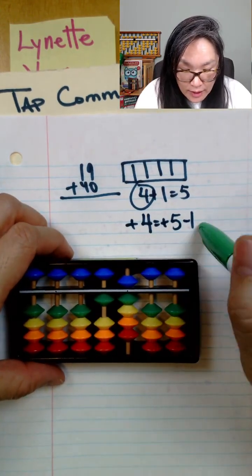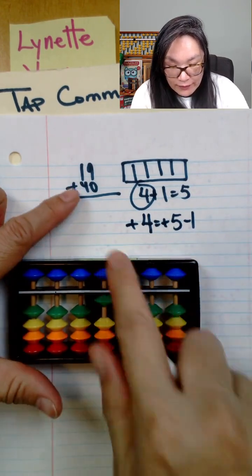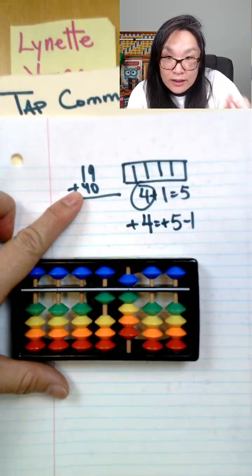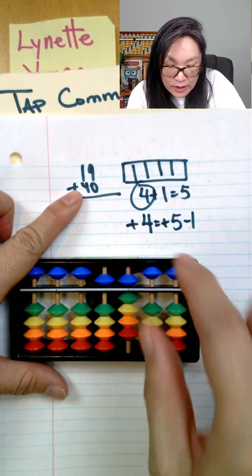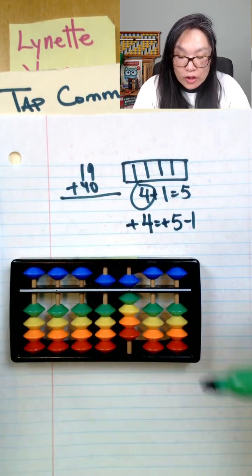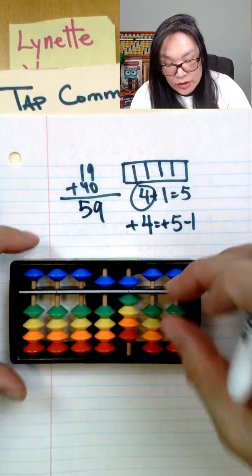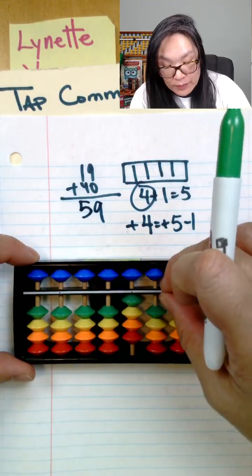So going back, if I want to add 4, all I need to do is plus the 5 and then take away the 1. So my answer is 59, which we could do in our head. But if you want to know how to do it the abacus way, I would suggest going through the motions of moving the beads.